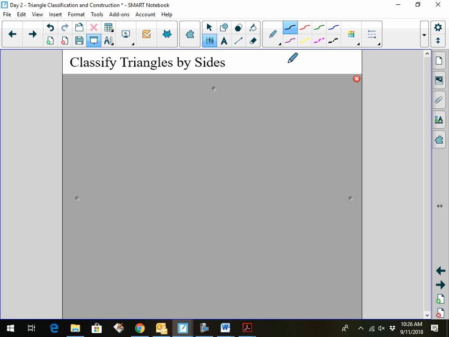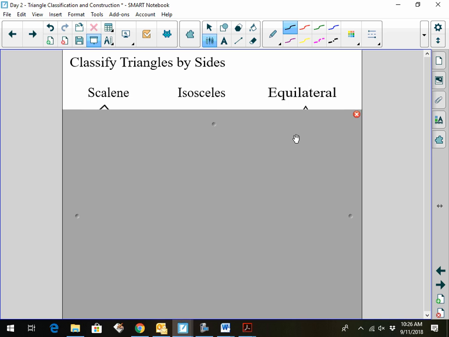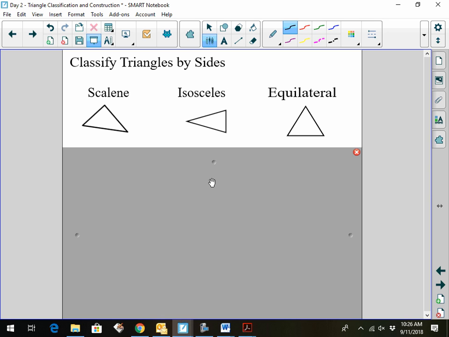We have 3 different ways to classify. Many of you have probably seen these before. We have scalene, isosceles, and equilateral. Now for these 3 ways to classify, we're going to draw 3 different looking triangles. A scalene triangle is where no 2 sides are congruent. So to show that, I'm going to put different amounts of dash marks on each side to show that none of them are congruent with each other.